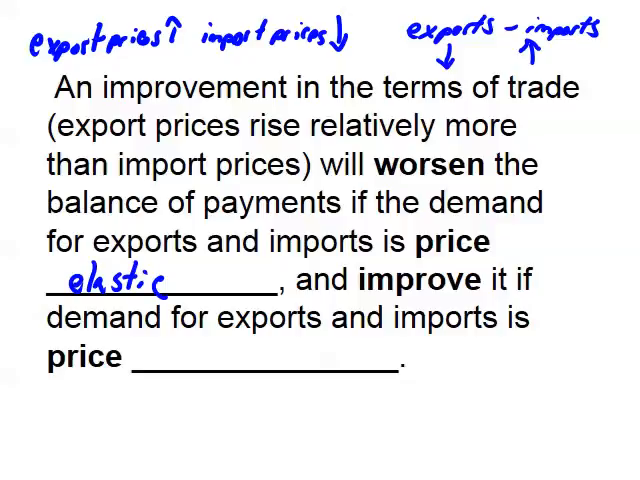Let's look at it for imports. If the price elasticity of demand for imports is elastic, we have imports going up, import prices going down, my apologies, import prices going down, but we buy substantially more imports, thereby increasing our expenditure on imports. So yes, price elastic does make sense. And then the flip side, of course, it will improve if we're dealing with exports and imports being price inelastic. And again, you could go through the same logic.